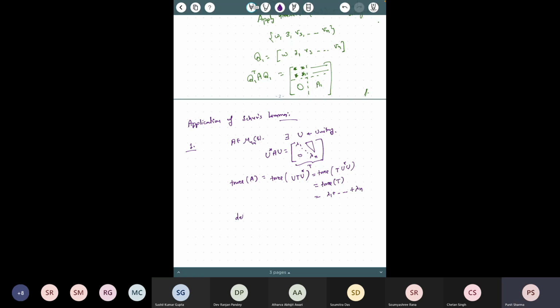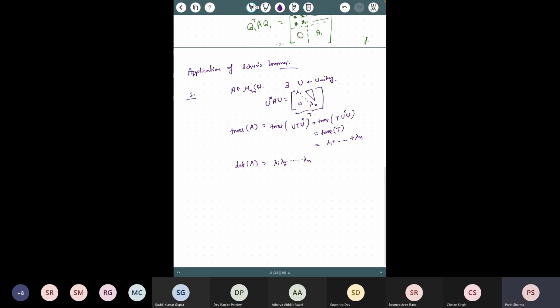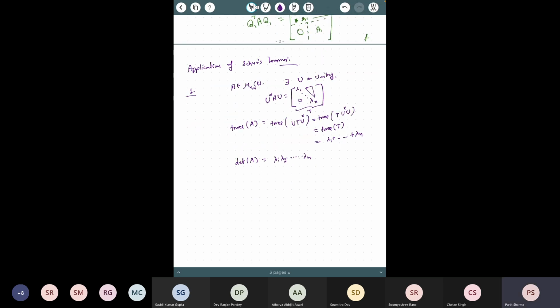Similarly, using a similar argument and the determinant property, you can show that determinant of A is the product of the eigenvalues, lambda 1 to lambda n. All right, so this is very easy to see now.